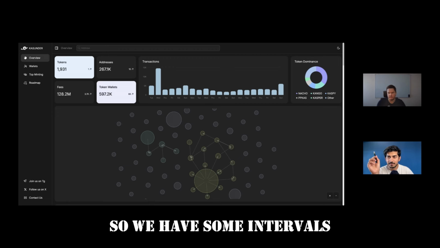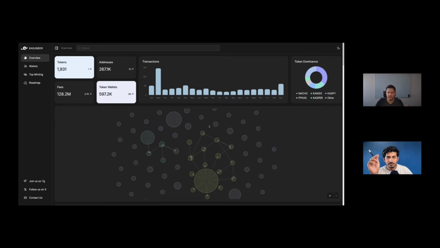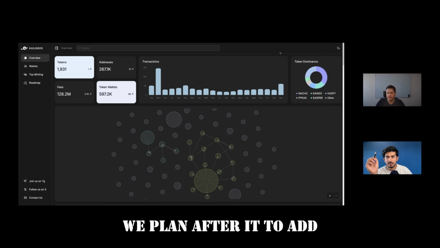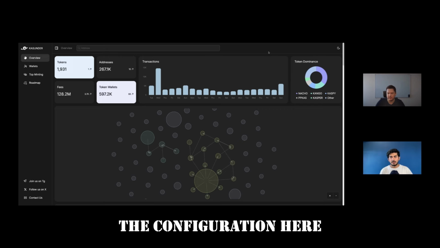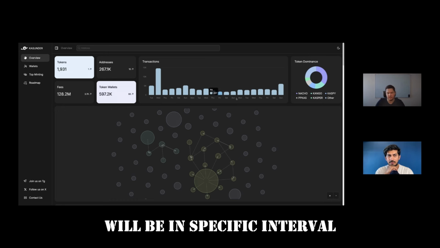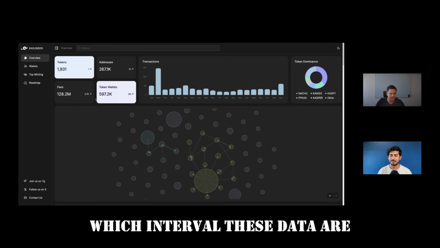So we have some intervals where we are updating the data, and right now it's not so frequent. And then we calculate the fees per some specific interval. We plan after it to add a configuration here so that the user will be able to choose the interval, and then all the data will be in a specific interval, and it will be clear for which interval these data are.